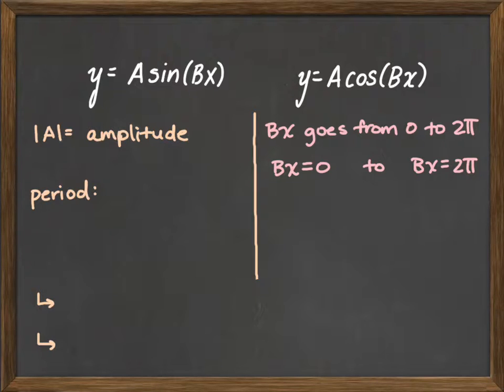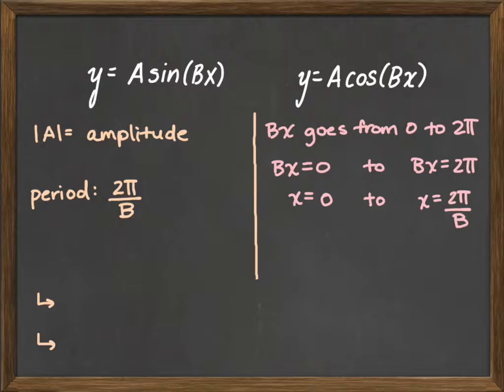Now if we solve for x in both, we get that x is going to be 0 divided by b, which is just 0. x is going from 0 to, we divide by b again, we get 2 pi over b. So this gives us the period of a function that looks like this. So our period is going to be 2 pi over b for these types of functions.